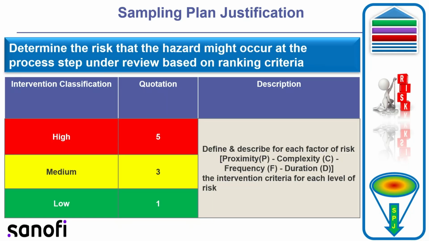This also must determine the risk that the hazard might occur at the process step under review, based on ranking criteria. You have in the table below the different intervention classifications with high, medium, and low with their respective quotations, and you describe after the different elements for each factor. The factors are 4 here for the intervention: the proximity of the intervention, the complexity of the intervention, the frequency of the intervention, and the duration of the intervention. All that for the different levels of risk.